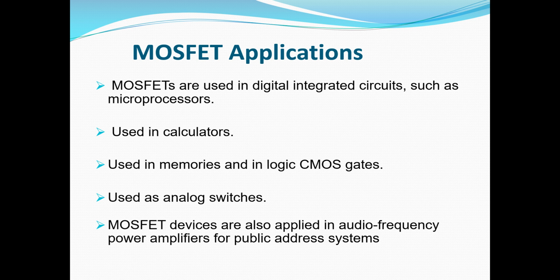It is used in CMOS gates. Again, it is used in analog switches. MOSFET devices are also used in audio frequency power amplifiers for public address systems. Also all the mobile phones we use nowadays are manufactured with CMOS technology only. Nowadays different kinds of air conditioners and refrigerators are also coming up with CMOS technology. So it means that wherever electronics technology has to be used, they are using MOSFETs.